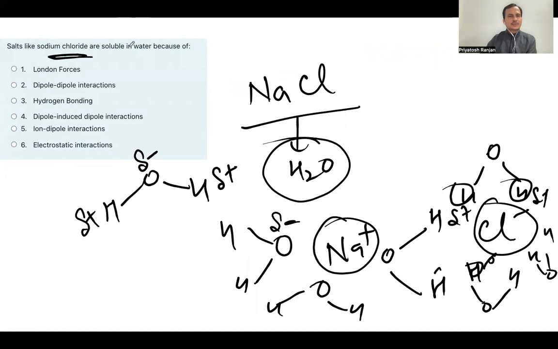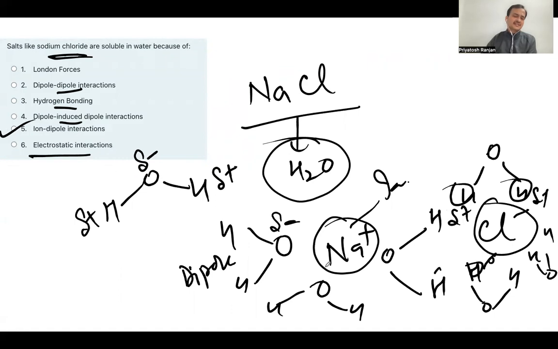So salts like sodium chloride are soluble in water because of, this is the dipole, water is a dipole, this is the ion. So the correct answer is going to be ion dipole interactions. Where is that option? Not dipole, hydrogen bonding, not dipole induced dipole. No, it's ion dipole. Ion dipole is going to be the perfect answer.